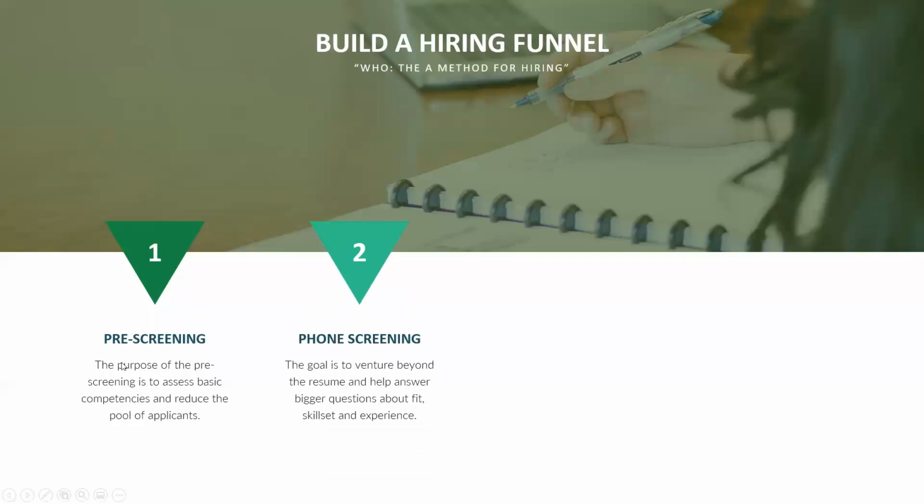And there are methods to do that, and we kind of covered that earlier. When we do the workshop on this, we'll do a deep dive into each of these and how this works with a scorecard. But the hiring funnel is basically a strategy that everybody uses, but it's very specific and actually prescriptive in this Who method for hiring. Another level in the funnel is your phone screening, right? So once you're done pre-screening and you've got a core level of applicants that you want to engage, then you have to venture beyond the resume and answer some bigger questions about fit, skill set, and experience. That's where you start doing your phone interviews, okay?